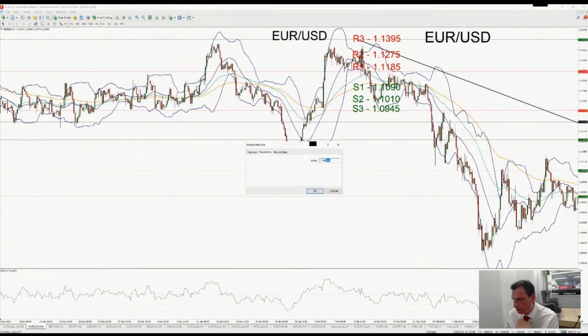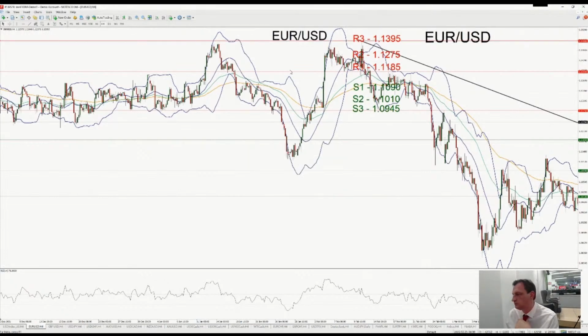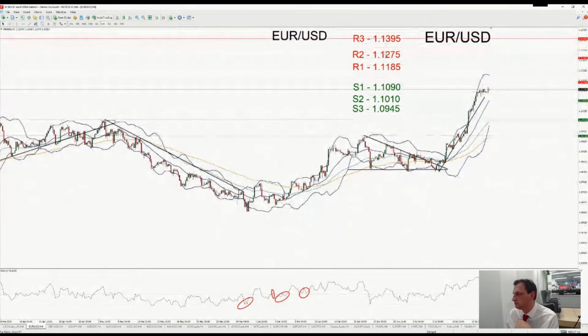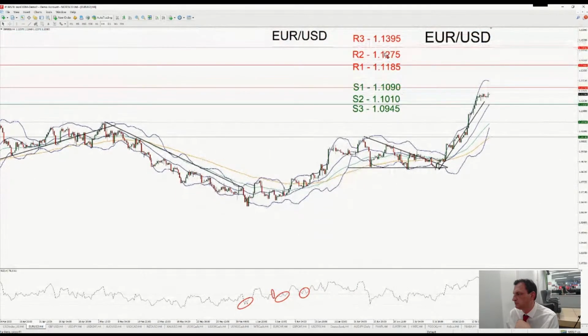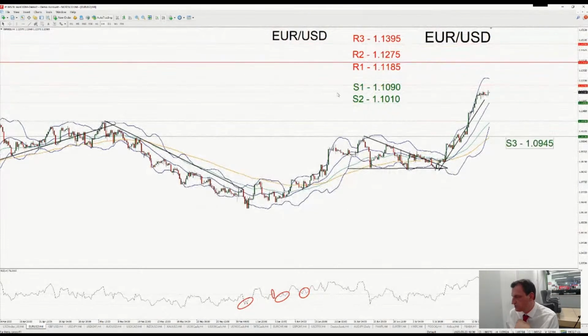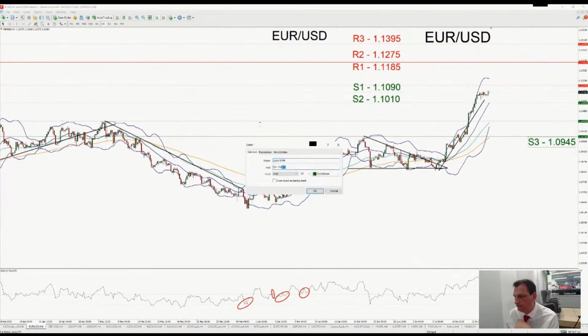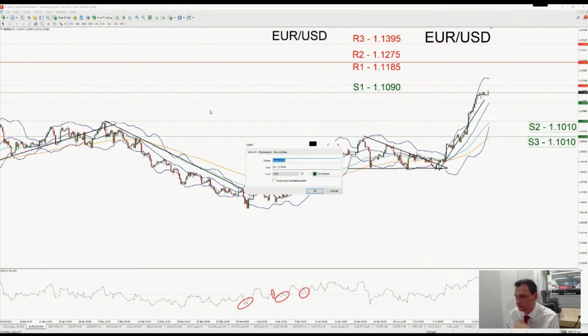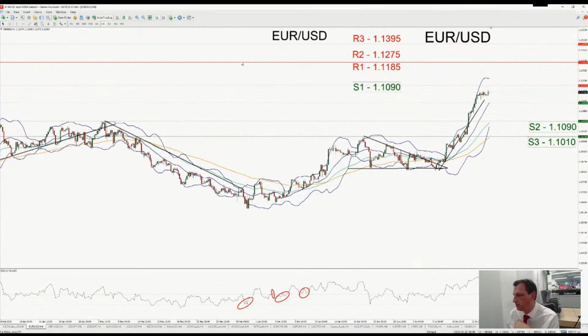1.1490. Readjusting the chart. Let's reposition and correct the labels, starting with the S3, which is now being placed at 1.1010. The S2 at 1.1090. The S1 at 1.1185.